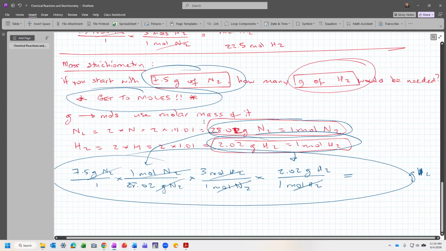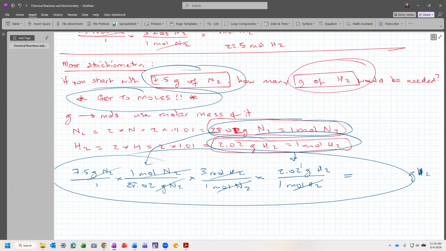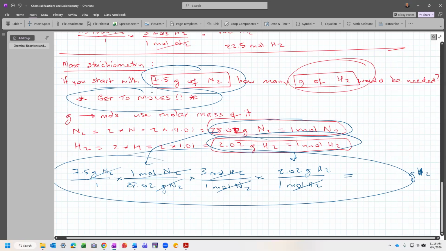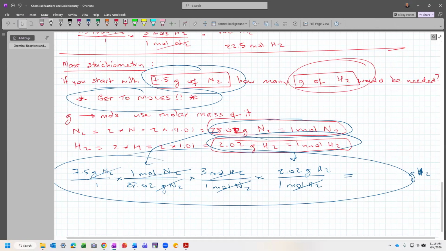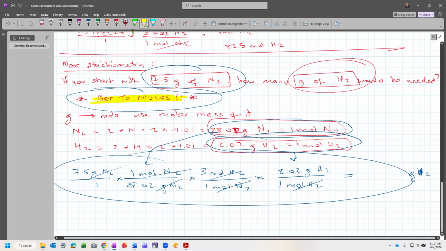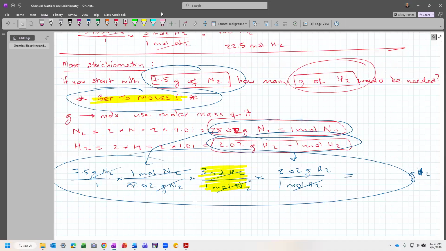So that's mass stoichiometry in a nutshell. For any stoichiometry problem you're doing, you have to get to moles. That's probably the most important thing. Not probably, it is the most important thing that you have to do when it comes to stoichiometry. Convert whatever you're starting with to moles first of all, then you can use your mole to mole ratio to connect one thing to something else in that equation.